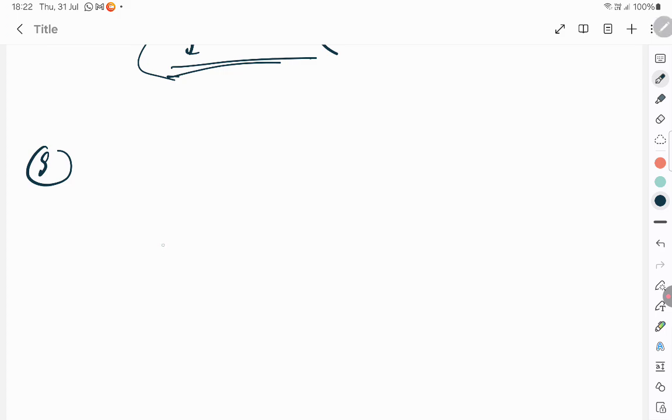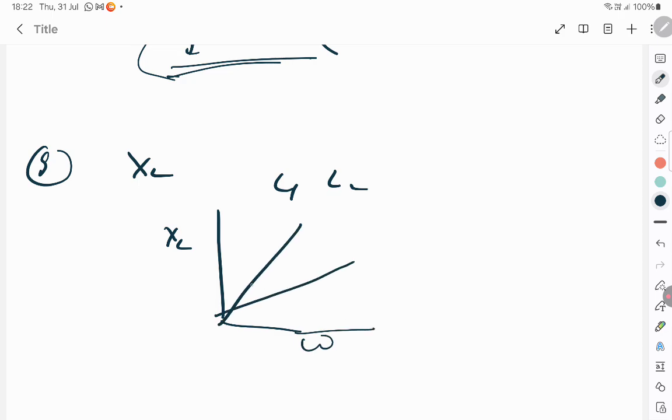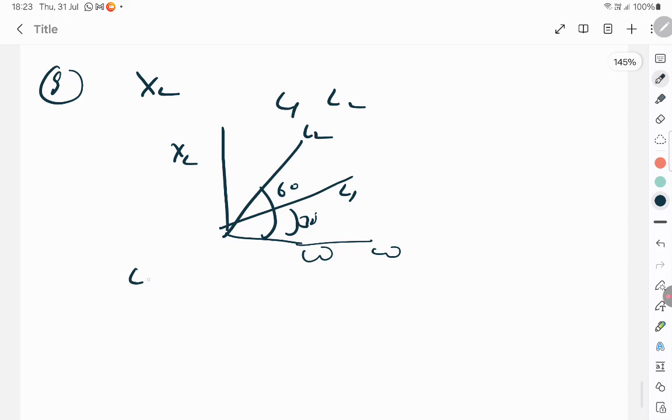So the ninth question. The figure shows the variation of inductive reactance XL for two ideal inductors L1 and L2. They have given the XL versus omega graph. It will be linear. They have given it for two. This is L1 and this is L2. The angle for this is 60 degrees. The angle for this is 30 degrees. So then, what are they asking? With angular frequency. Find the ratio of L1 by L2.